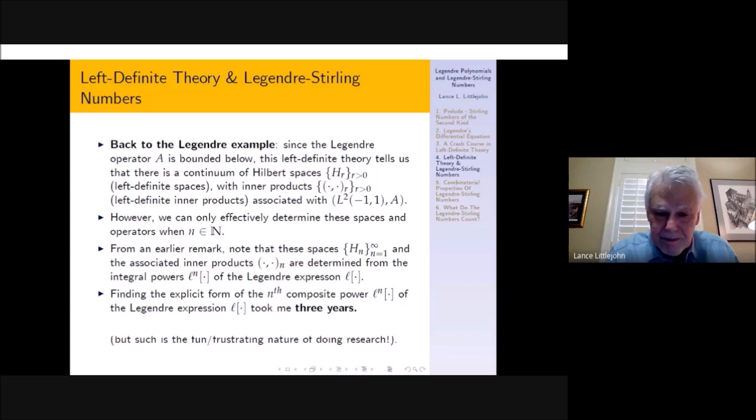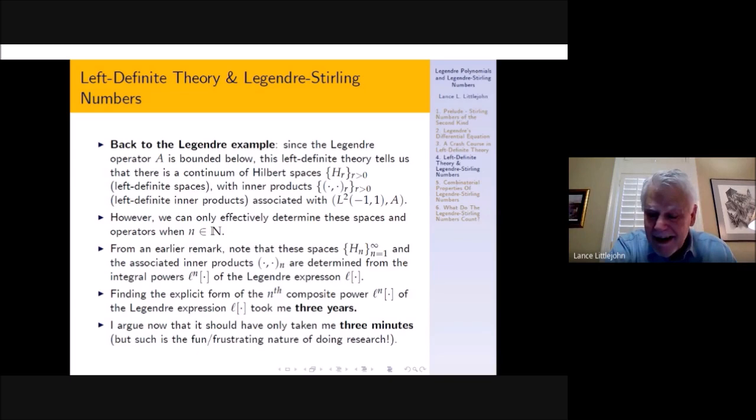All right, now that I've solved the problem, I can look back on it. And I'm telling you guys that I can argue now that it shouldn't have taken me 3 years. It should have taken me 3 minutes, and I'll explain why later. But that's just the fun, frustrating part of doing research, right? This is the beauty of mathematics.